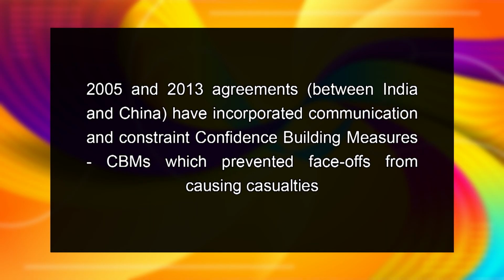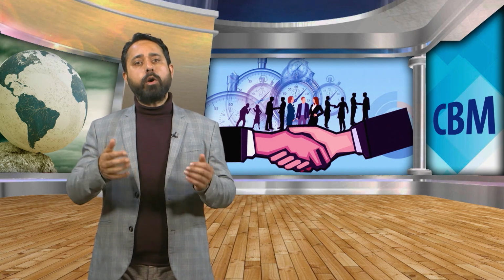Throughout the Joint Working Group meetings from 1988 to 2003, there was agreement that peace and tranquility along the border would not be contingent on the framework that determined the precise alignment of the LAC. The 2005 and 2013 agreements have incorporated communication and constraint CBMs, which prevented face-offs from causing casualties. Further, states have underscored existing constraint CBMs in order to prevent the escalation of low-scale territorial conflict into a limited border war or all-out conflict.